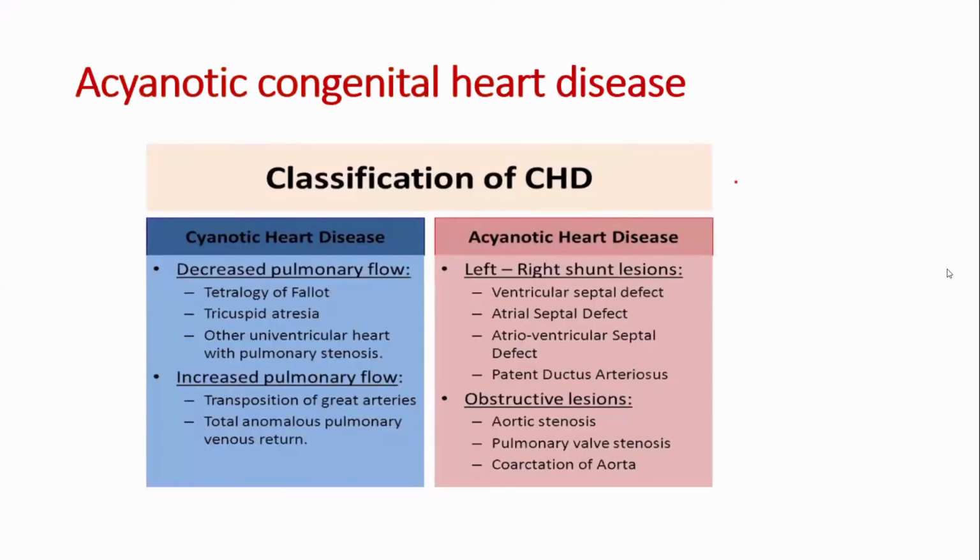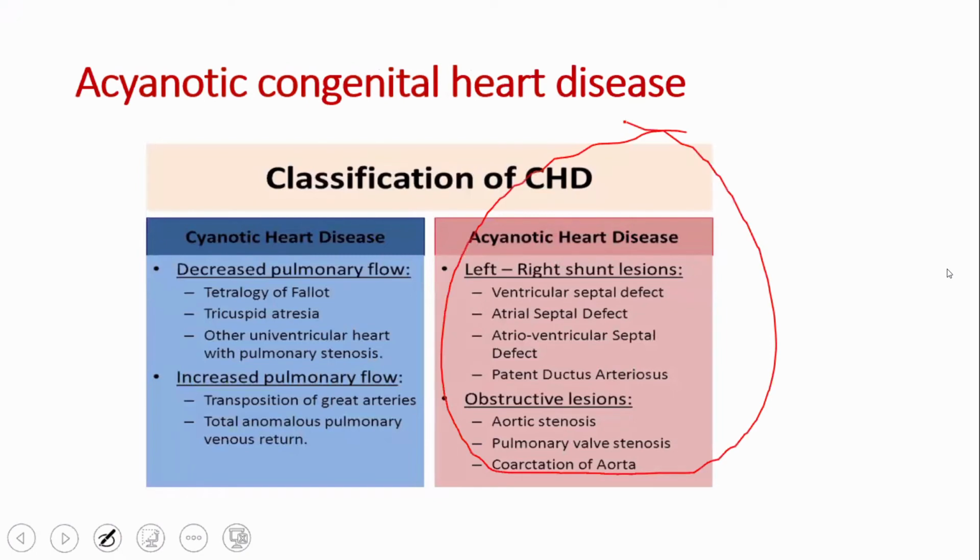Now let's talk about acyanotic heart disease. What is the basic criterion of acyanotic heart disease? There is left to right shunt. So blood will flow from the left side of the heart to the right side of the heart. As it goes to the right side of the heart, a large amount of blood flows through the pulmonary trunk to the lungs. When the lungs are receiving a large amount of blood, there will be features of pulmonary edema. So it presents with respiratory distress. The basic principle of acyanotic congenital heart disease is left to right shunt.